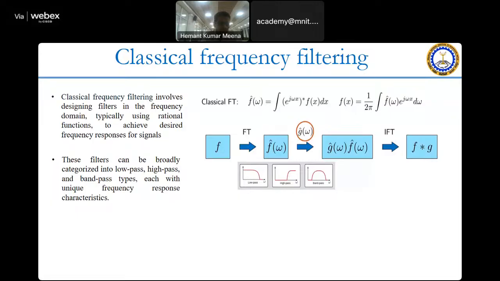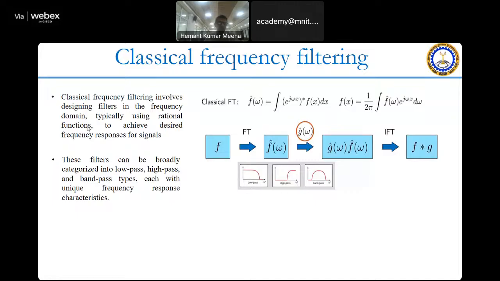See, for example, if you want to limit some frequency, you use a low pass filter. If you want to select only the high frequency, then you use the high pass filter. If you want to select the middle frequency, you use the band pass. What we want to say is that once the frequency concept has been defined, then the filters also come into the picture, typically using rational functions.